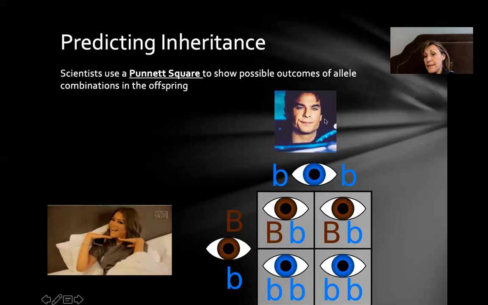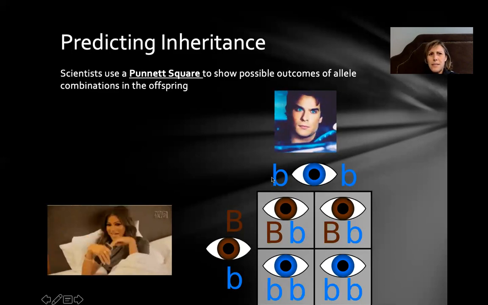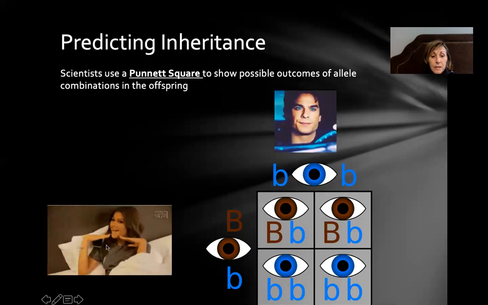So this guy, he has blue eyes. I forget his name, Ian something. He was from Vampire Diaries. You have little b, which means it's recessive, and he carries both recessive traits, and he has blue eyes. And this girl, Zendaya, she's heterozygous, so she carries one dominant allele and one recessive allele.